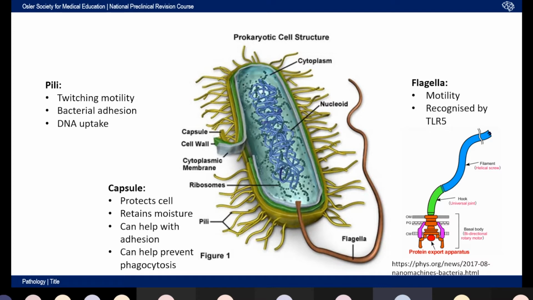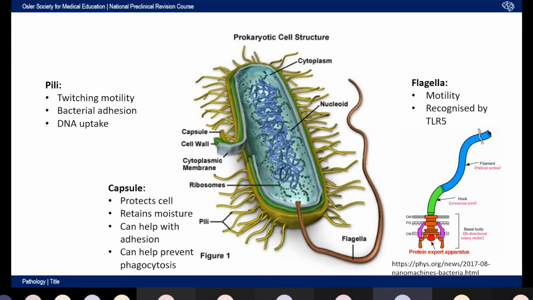And they're probably most famous for their role in bacterial adhesion. One of the best characterized examples of this is the type 1 pili of uropathogenic E. coli, which I'll talk a bit about later. There's also capsule. This protects the cell, helps it retain moisture, and can help with adhesion. The capsule can also help prevent phagocytosis.